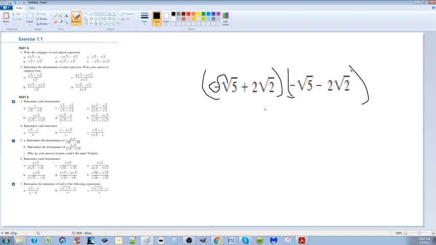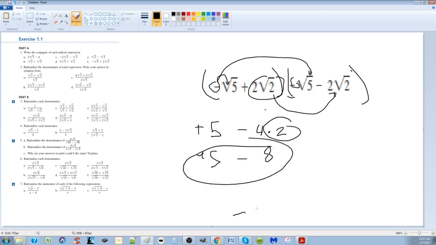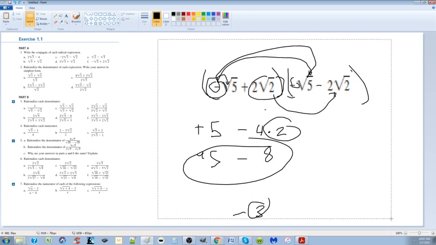This minus outside the square root of 5 times the minus outside the square root of 5 will make a positive 5. And this plus 2 times the negative, so it's always going to be negative. It's going to be negative 4 times 2. And that's going to be plus 5 minus 8. That's what you're going to end up with, which is minus 3. But you'll see this minus here affected the outcome of this 5. Well, actually it didn't, because a minus squared is always going to be positive.